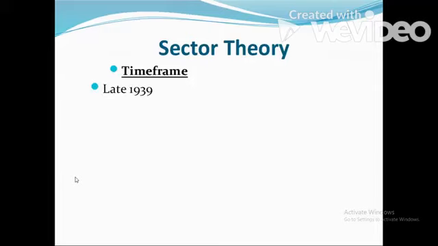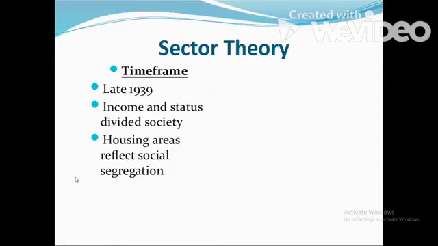it came into existence in 1939. It again divided the society based on income and status. Housing areas reflect social segregation. Social segregation is not upon caste or religion. Generally in India or in Asia, we find that it is on caste and religion.